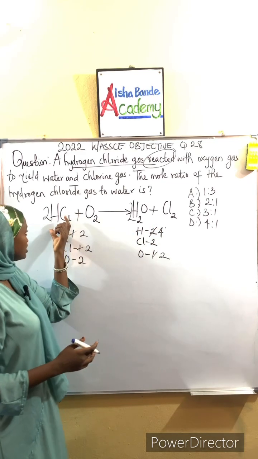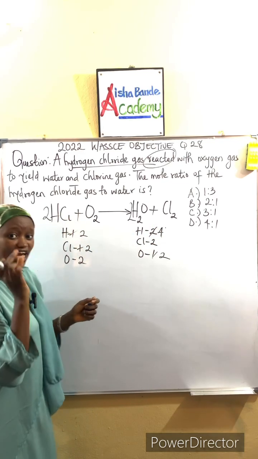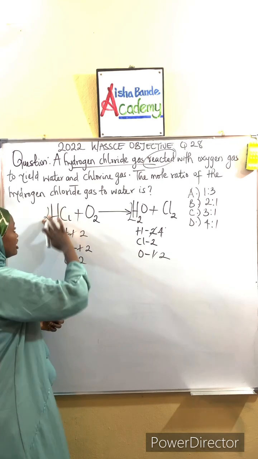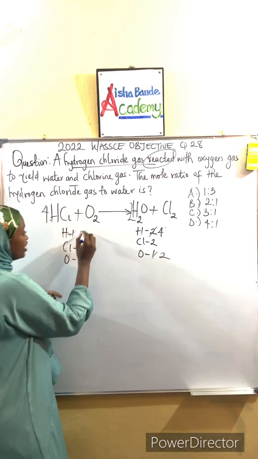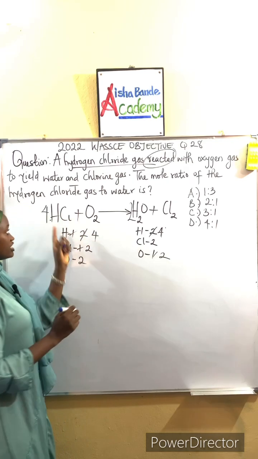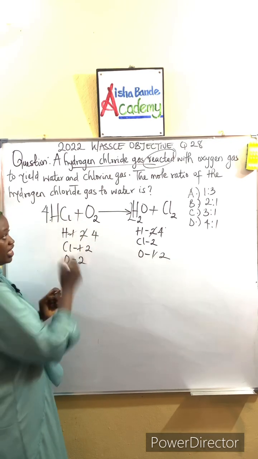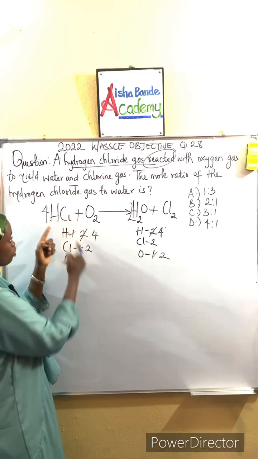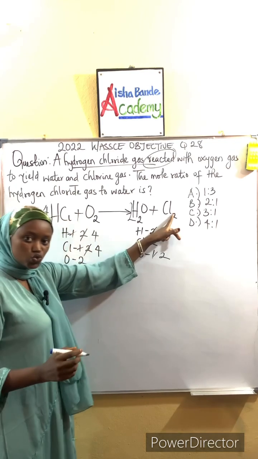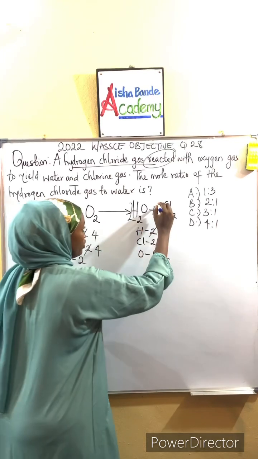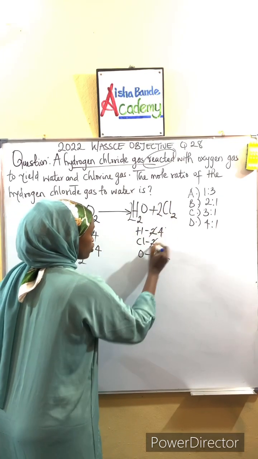Coming back to the reactant side, for us to make hydrogen 4, we have to clean out this 2 and make it 4. If you make it 4, hydrogen becomes 4, but it has affected chlorine. Chlorine now becomes 4 as well. So chlorine here is 4, but chlorine on the product side is 2. To balance chlorine, if you add 2 here, this becomes 2 times 2 and chlorine becomes 4.